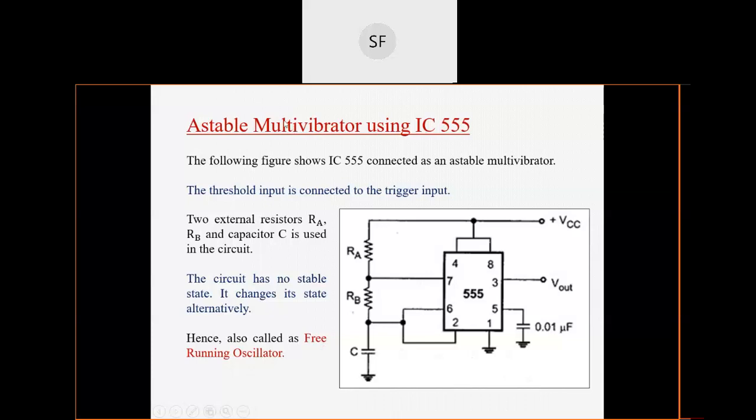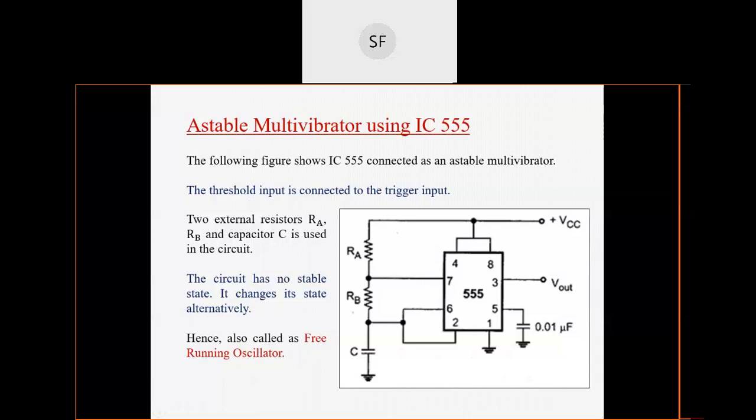Okay, so astable multivibrator is also called a free running oscillator, and monostable multivibrator is also called a pulse generator, right? And one shot multivibrator. So you should remember these names also. If the question is asked like explain the working of free running oscillator, then you should be aware that free running oscillator is nothing but an astable multivibrator.